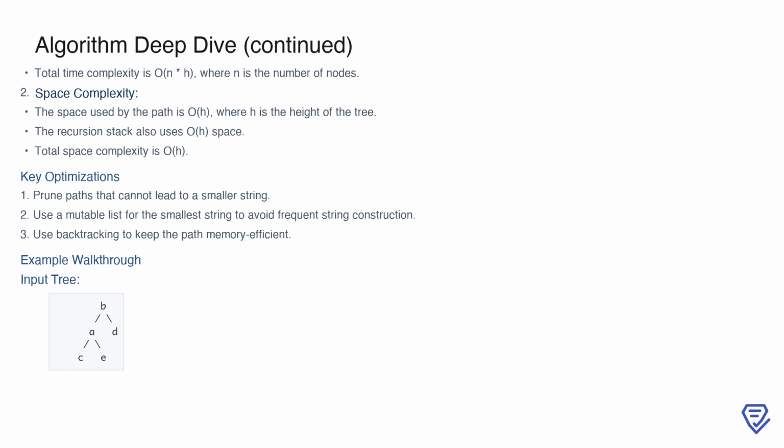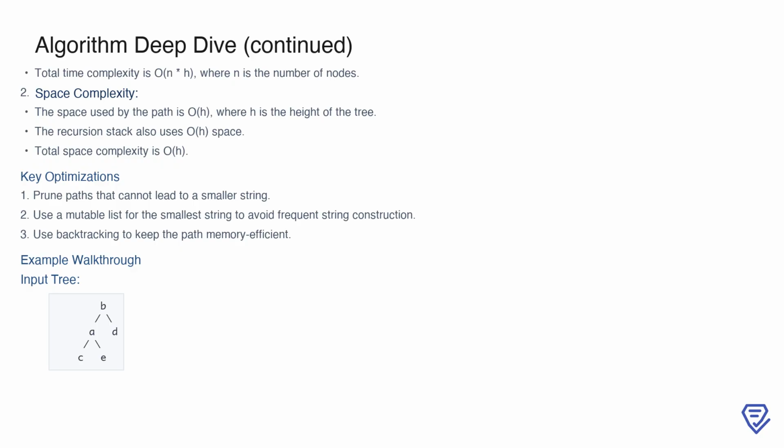To optimize further, we can prune paths that cannot lead to smaller strings, saving unnecessary computation. Using a mutable list for the smallest string avoids frequent string construction, which can be costly. Backtracking ensures that the path is memory efficient, as characters are added and removed dynamically without creating additional copies.